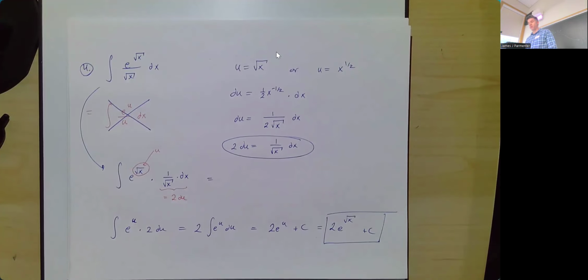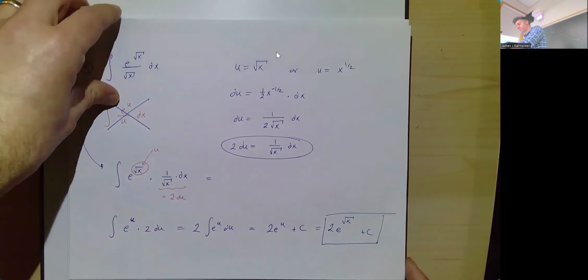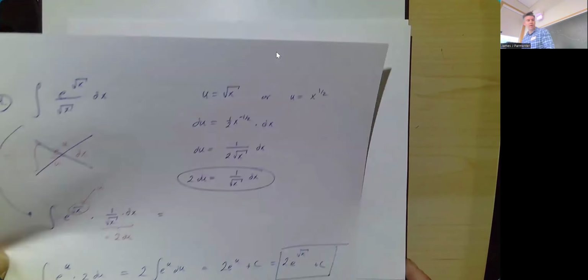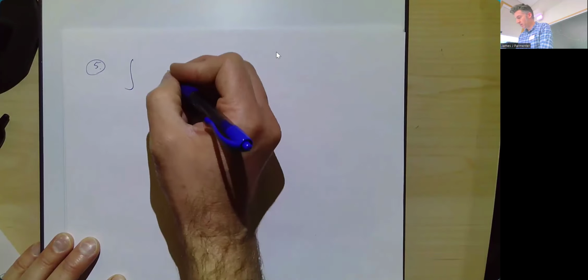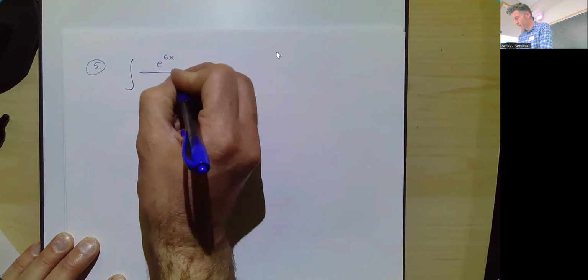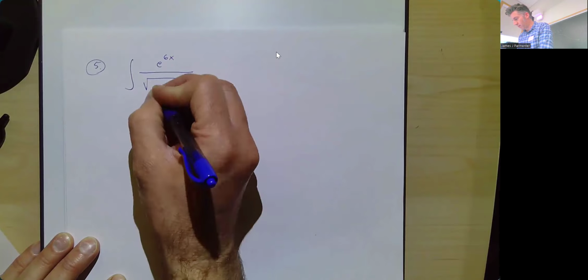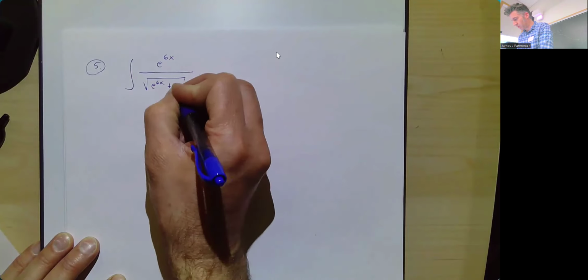Here's a similar type of example, but not quite the same. Let's look at number 5, the integral of e to the 6x over the square root of e to the 6x plus 2.